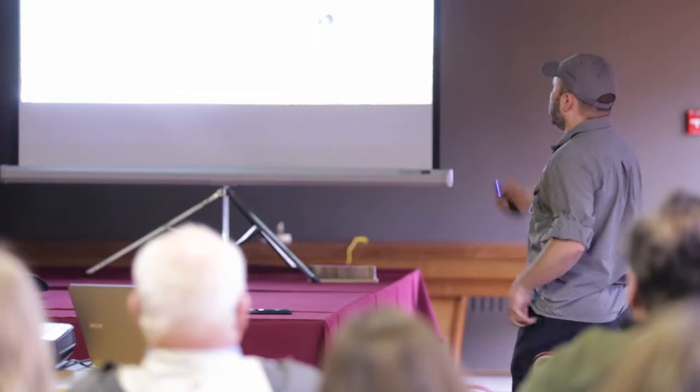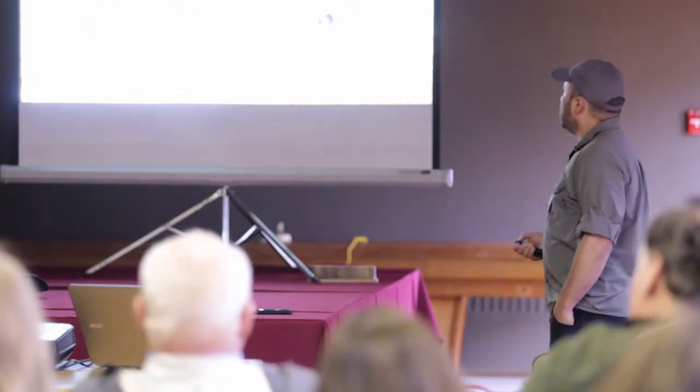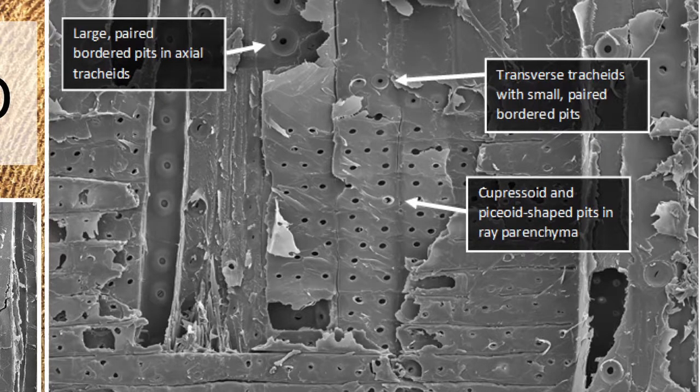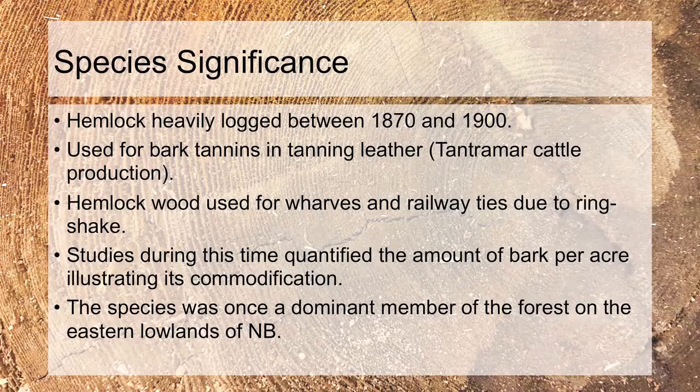So this is what we often do, because you don't have bark, you don't have branches, you don't have identifying characteristics for the tree species, so you have to rely on the cellular wood anatomy. In this case, we've got no resin ducts, we've got paired bordered pits in the axial tracheids, we've got transverse tracheids up here with bordered pits, and we've got cupressoid and piceoid pits in the ray cells. So dead ringer for hemlock. So that meant, well, hemlock's a really important species that we're looking for. So yes, this was actually worth going after.